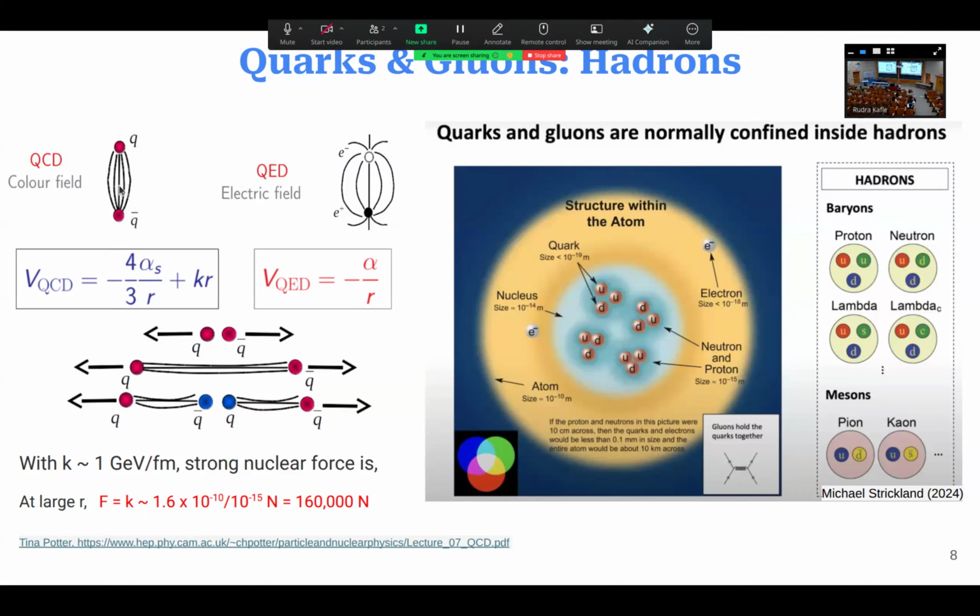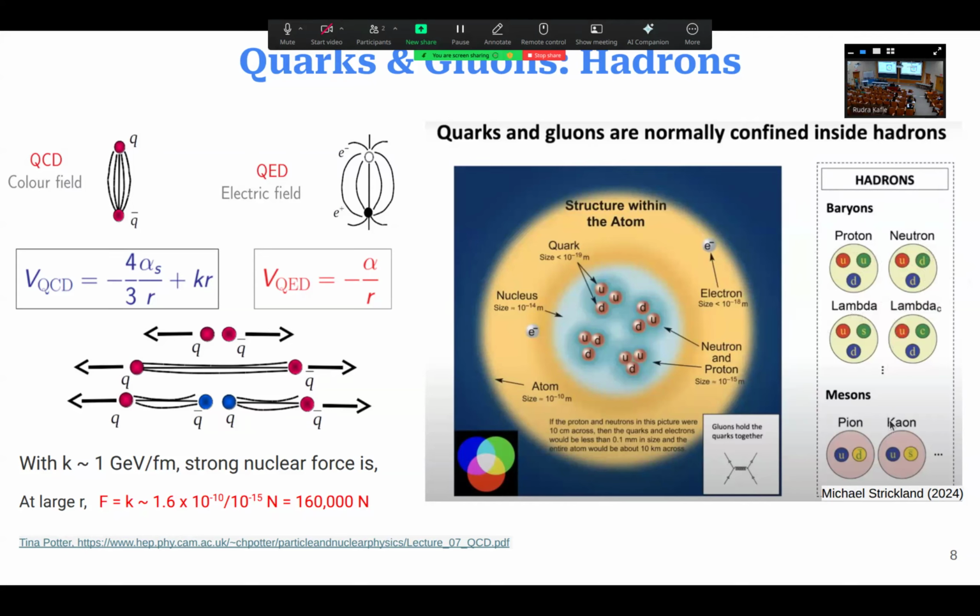And quarks and gluons have color charge in addition to other quantum numbers. That's why we call the theory quantum chromodynamics. And hadrons are color neutral, like they are not observed with color charge. Quarks and gluons are always confined inside the hadrons, and we can find protons and neutrons and lambda and other hadrons.